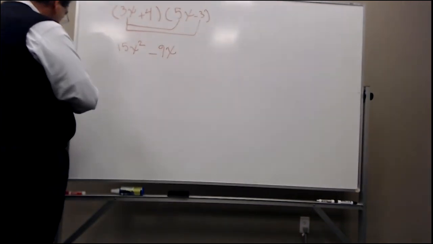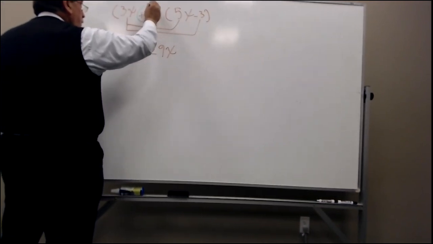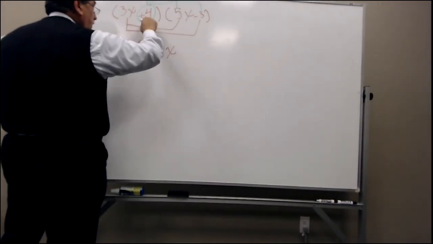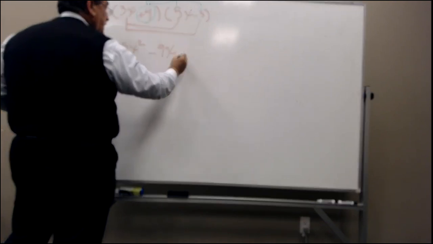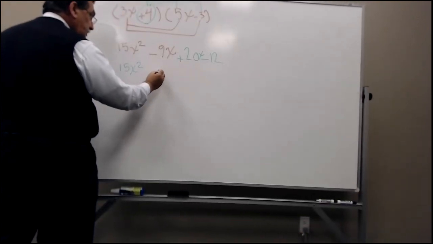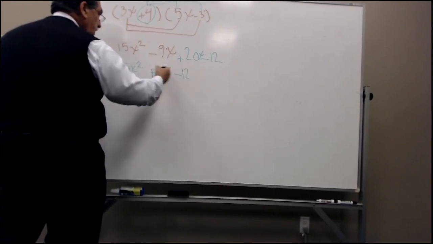Okay? Then I take this one, multiply it by here, and multiply it by here. So I get 4 times plus 5x, 20x. 4 times minus 3, minus 12. So I have 15x² - 9x + 20x is plus 11x, minus 12. That's it.